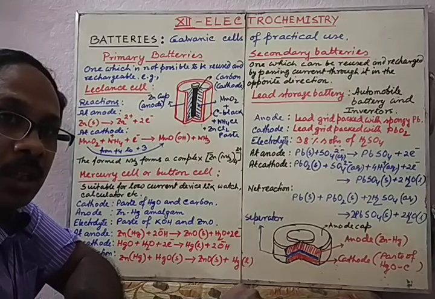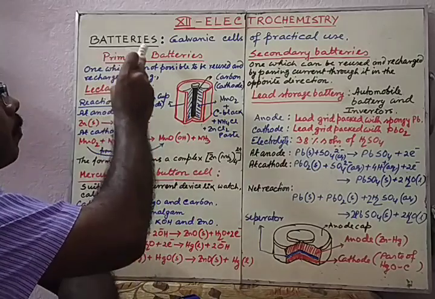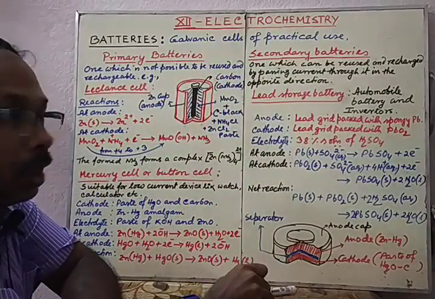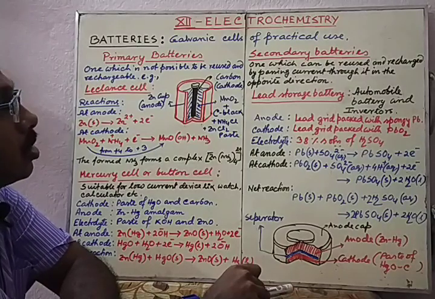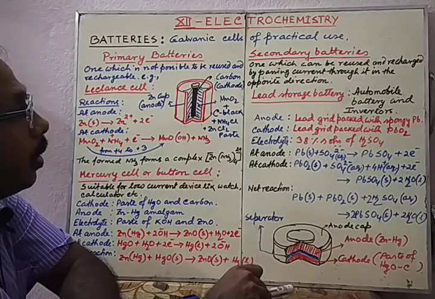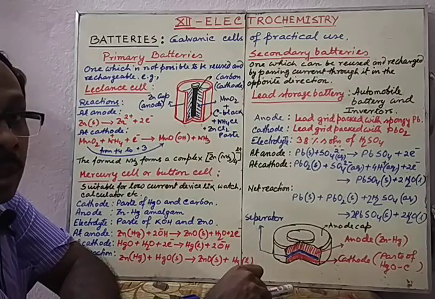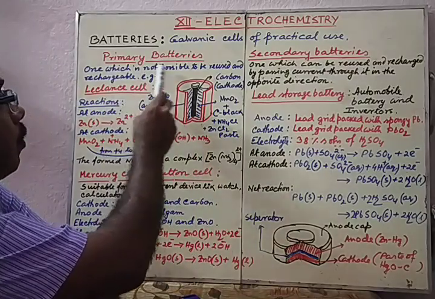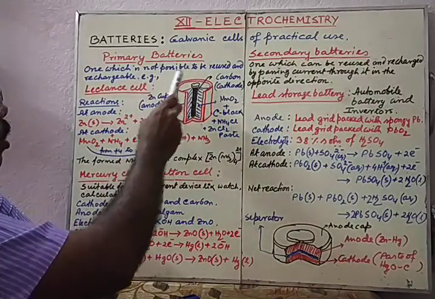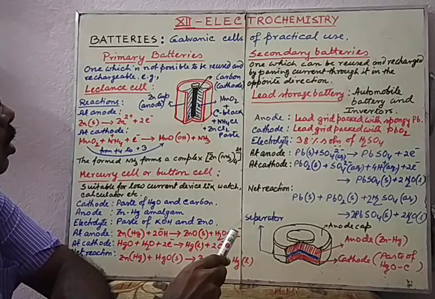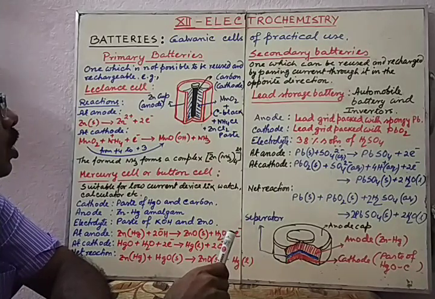Hello students, let us discuss different batteries under the chapter electrochemistry. Now batteries are galvanic cells of practical use. The different types of batteries we use in our daily life are of two types, primary batteries and secondary batteries. Primary batteries are those which are not reusable, meaning they are not rechargeable.